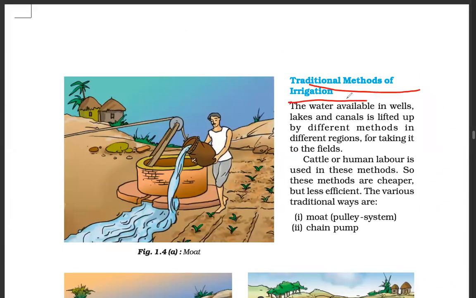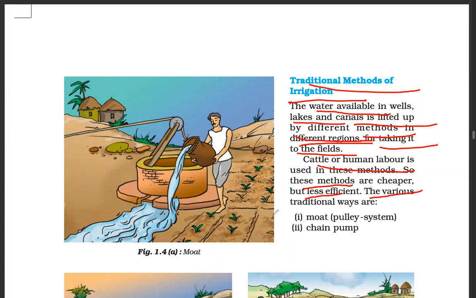Traditional method of irrigation. The water available in wells, lakes, and canals is lifted up by different methods in different regions for taking it to the fields. Cattle or human labor is used in these methods. So these methods are cheaper but less efficient. Obviously, these are cheaper, but it requires human labor also, right? It requires our hard work also.